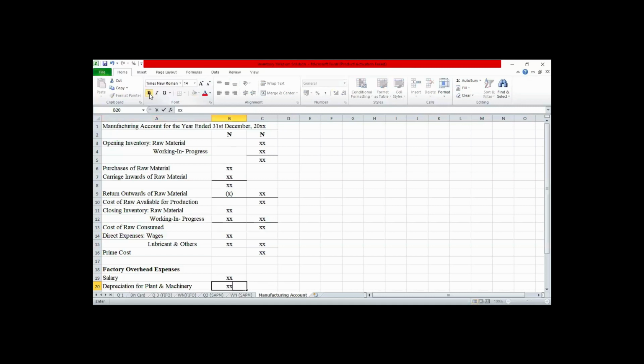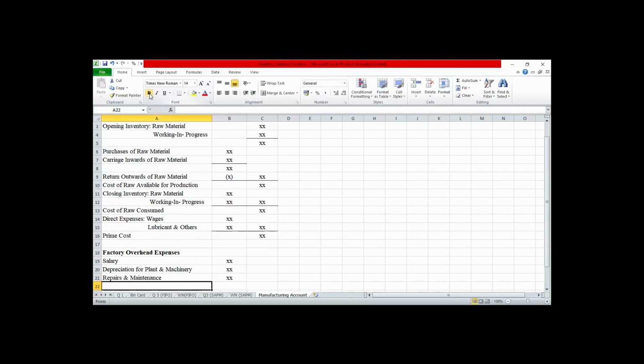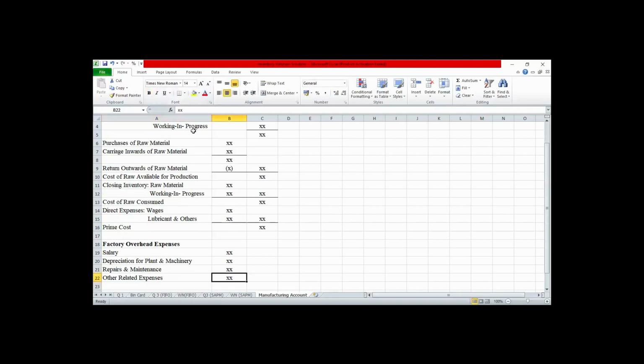Put it here. Repairs and maintenance. Put it here. Other related expenses. When we add it together, we put the total here. We now add it with the prime cost.